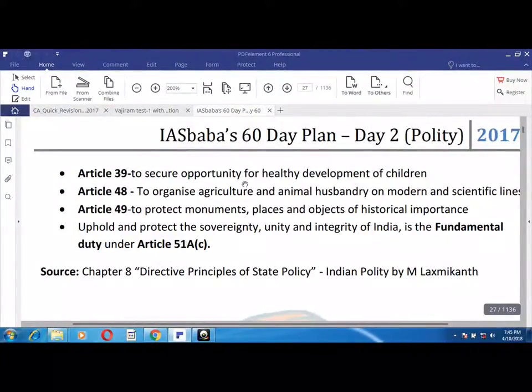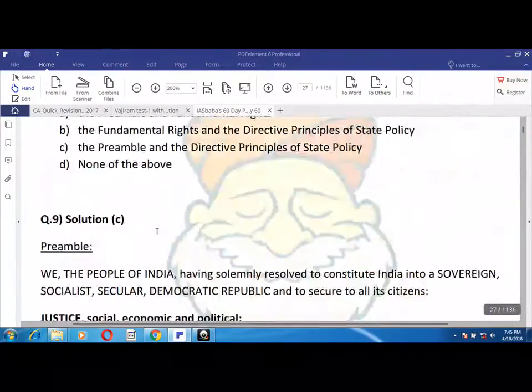So Article 39 secures opportunity for healthy development of our children. Article 48 is to organize agriculture and animal husbandry on modern and scientific lines. Article 49 is to protect monuments, places and objects of historical importance. Uphold and protect the sovereignty, unity and integrity of India is a fundamental duty under Article 51A(c). So it is not a directive principle.